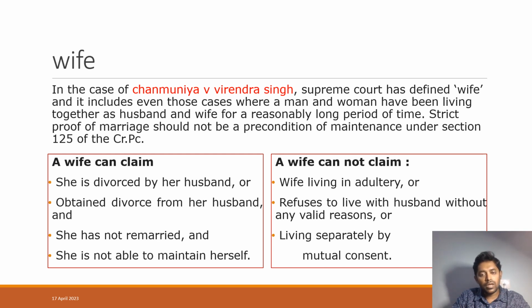A wife cannot claim maintenance if she is living in adultery, or refuses to live with her husband without any valid reasons, or is living separately by mutual consent.